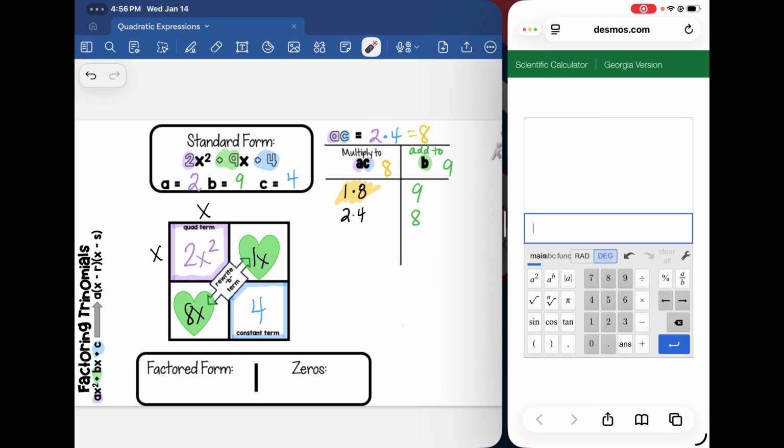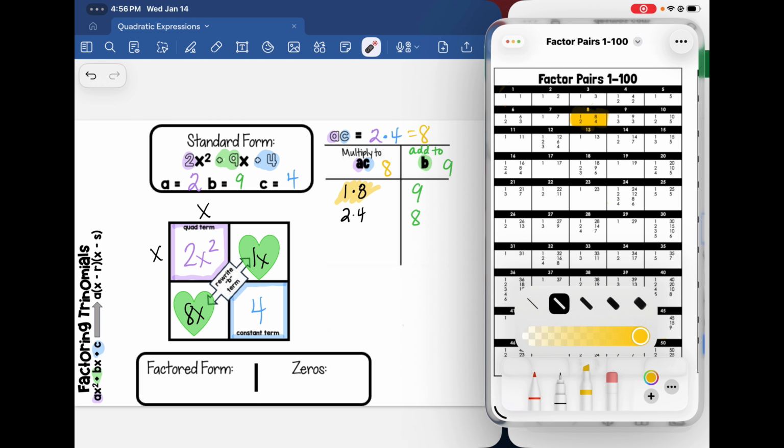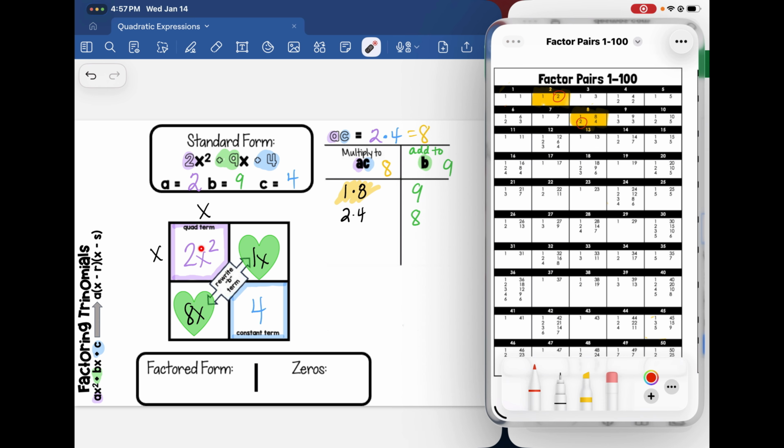So I go to my factor pair list, and I find the factors for 2 and the factors for 8. So when I look at these highlighted factors of 2 and 8, 1 times 2 gives me 2, 1 times 8 gives me 8, 2 times 4 gives me 8. What's the biggest number that this 2 and this 8 have in common? Hopefully you said a 2. That means on the outside of this box, the greatest common factor for 2x squared and 8x would be 2x.